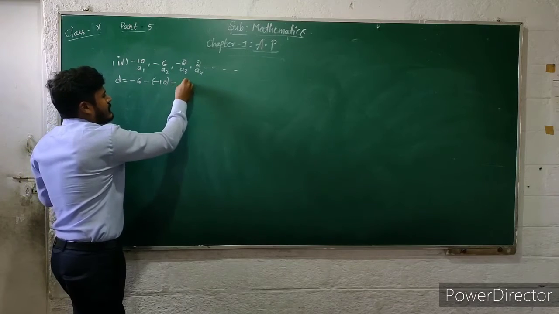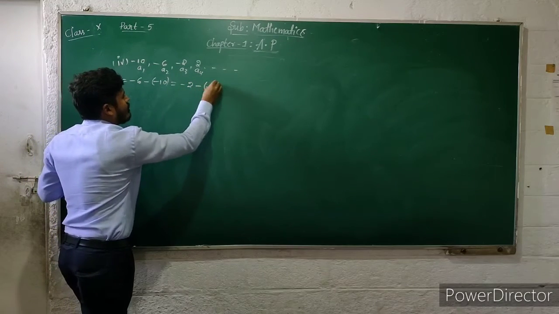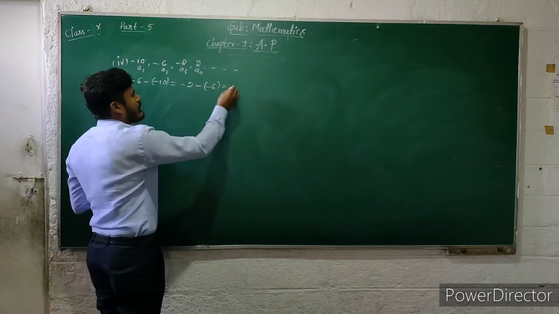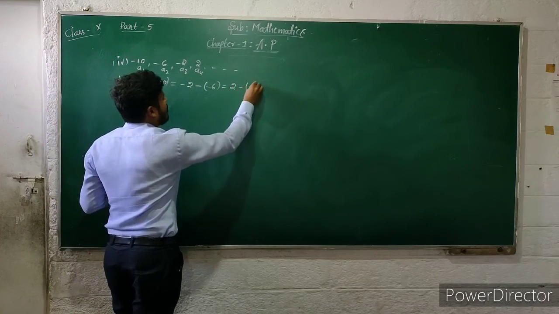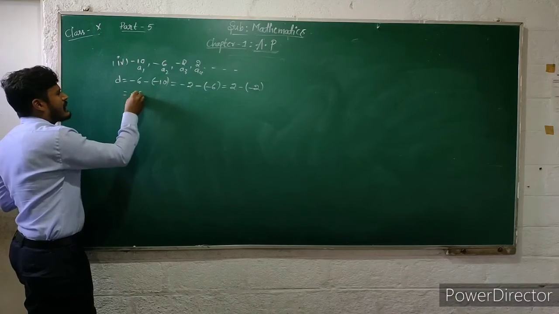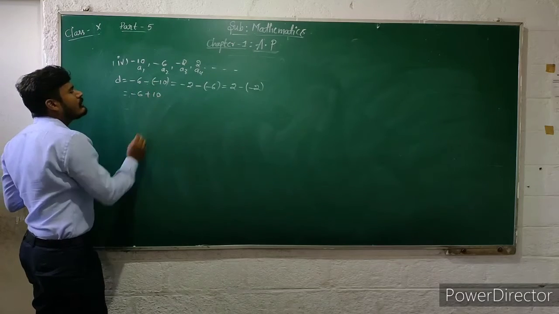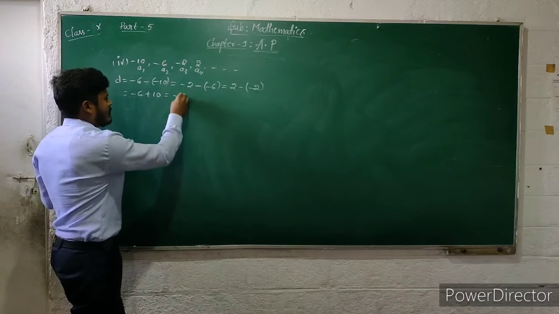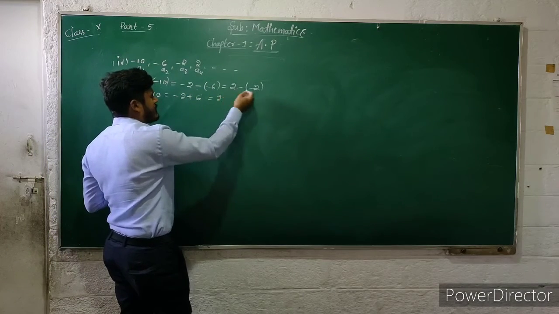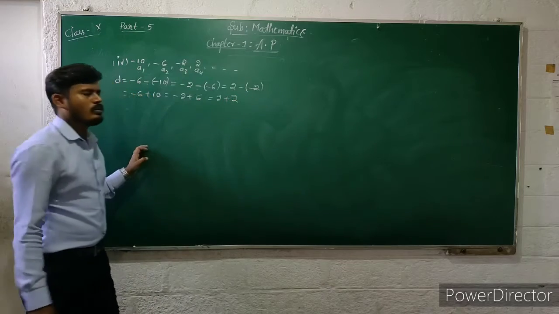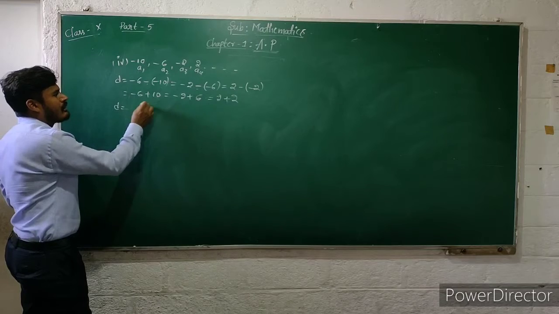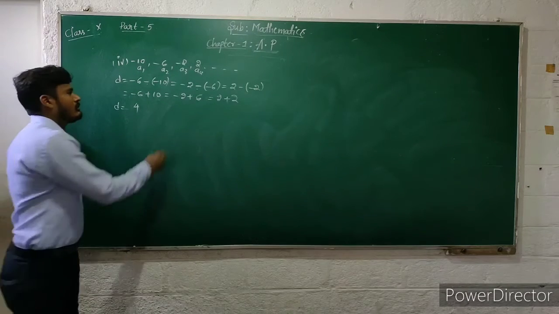This is equal to A3, which is minus 2 minus of minus 6. That means A3 minus A2. This is equal to A4 minus A3, where A4 is 2 minus of minus 2. This is equal to minus 6 minus into minus plus 10, equal to minus 2 minus into minus plus 6, equal to 2 minus into minus plus 2. So D is equal to minus 6 plus 10, which is equal to 4.